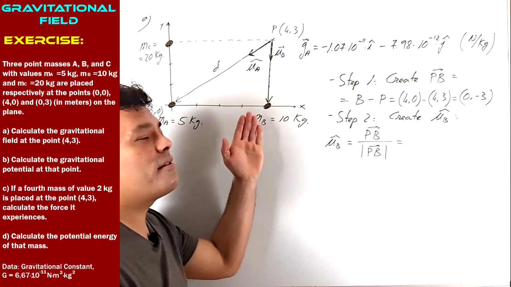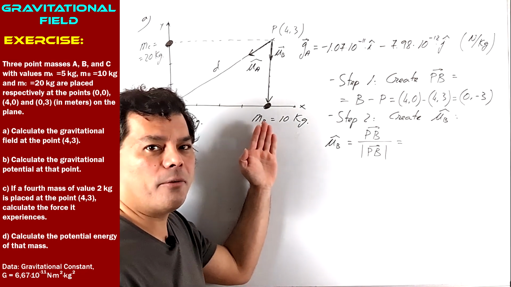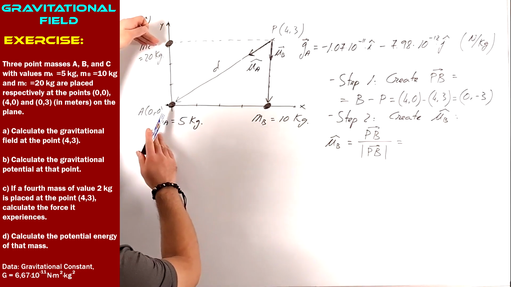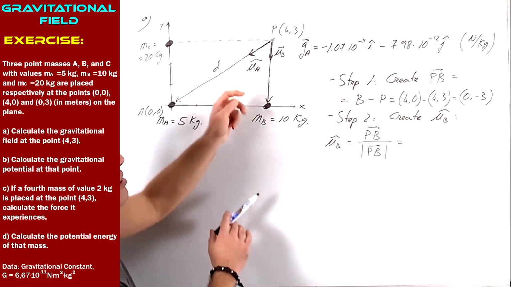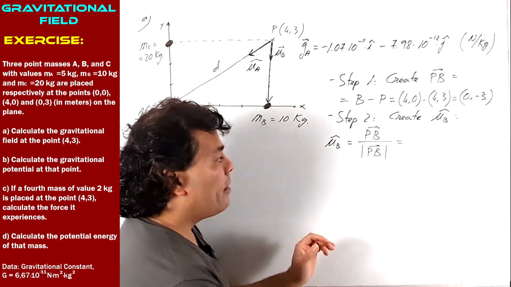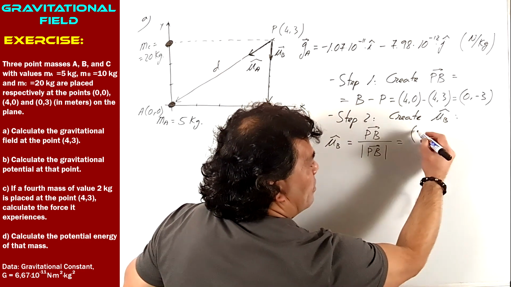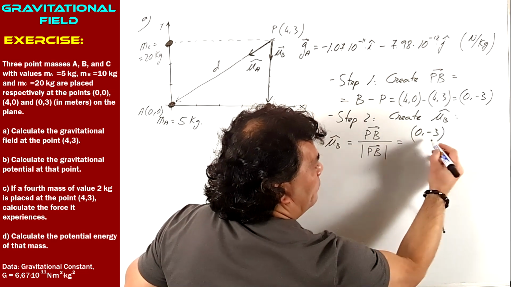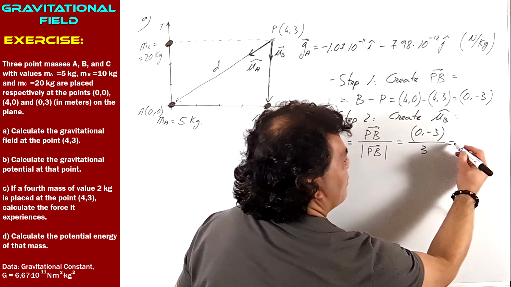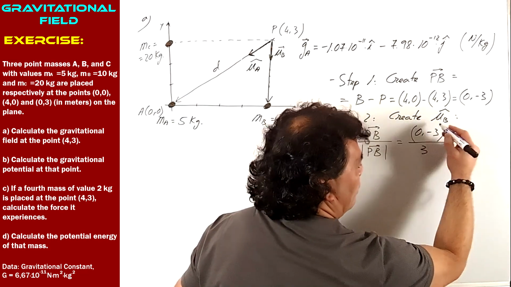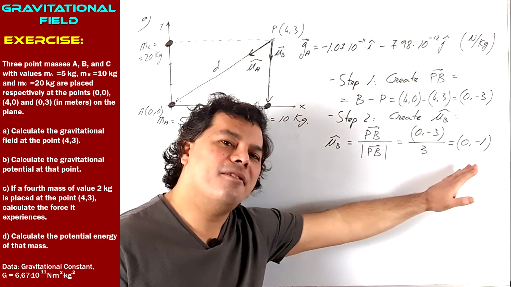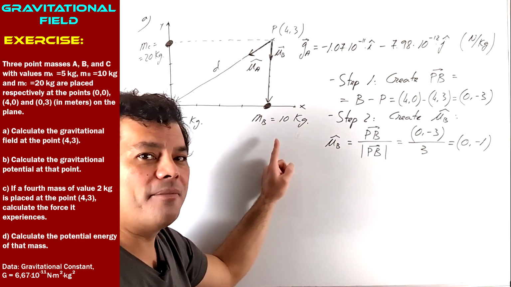And you can see it's not necessary to use the square root because the modulus, the magnitude of this vector, is naturally 3. The distances are in meters, so this vector has magnitude 3. So let's divide (0, -3) by 3. And we obtain (0, -1). This is our unit vector pointing towards point B.